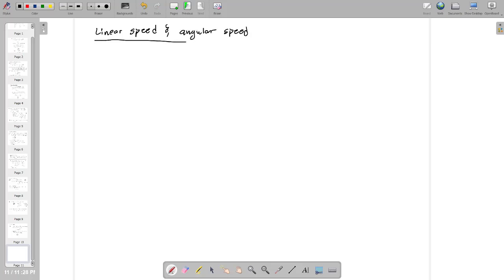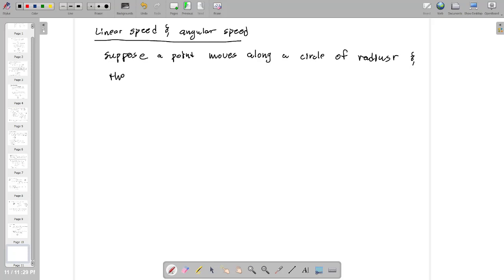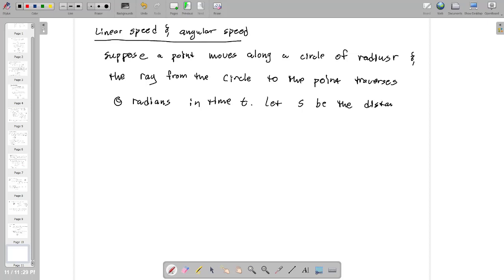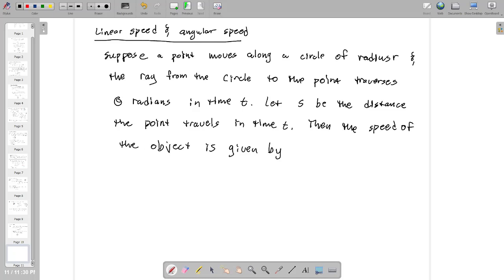Linear speed and angular speed. Suppose a point moves along a circle of radius r, and the ray from the center of the circle to the point traverses theta radians in time t. Let s be the distance the point travels in time t. Then the speed of the object is given by, we have two speeds.